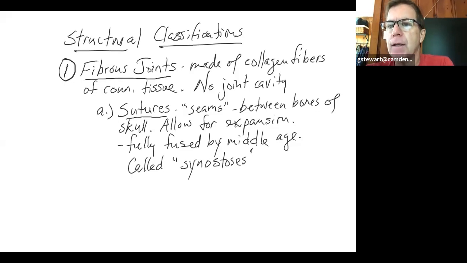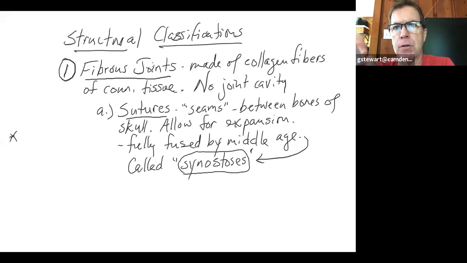So technically, to just be super technical, after they are fully fused, after middle age, synostoses is a more accurate word than suture. I'm going to do this with all of these structural classifications. So we would call these, in a functional classification, synarthrotic. That means immovable. All right, let's move on to lowercase b.